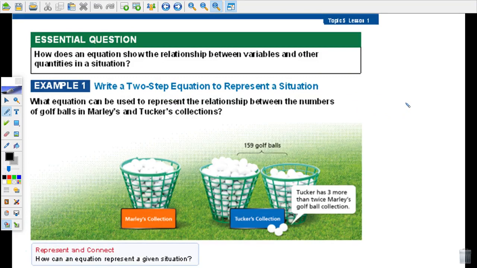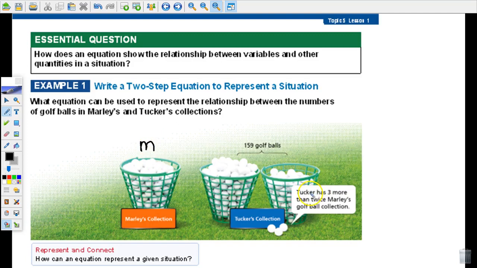Example 1. Write a two-step equation to represent a situation. What equation can be used to represent the relationship between the numbers of golf balls in Marley's and Tucker's collections? Clearly we don't know how much Marley has. That is an unknown number. Therefore, we're going to call Marley's collection M, M for Marley.